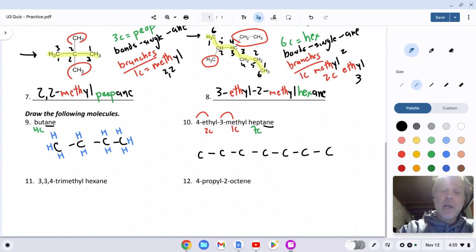And I'm going to number the chain. I'm going to number the chain from left to right because that's how my brain works. 3, 4, 5, 6, 7. And then I'm going to start adding my branches. So on my 3rd carbon, I'm going to have that 1 methyl branch. And on my 4th carbon, there's going to be the ethyl branch, which would look something like this.